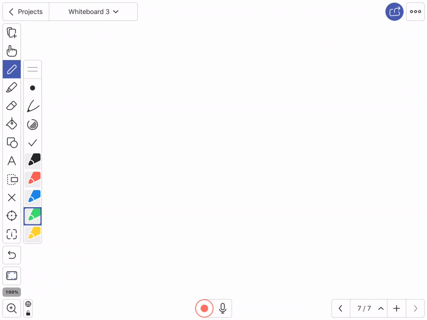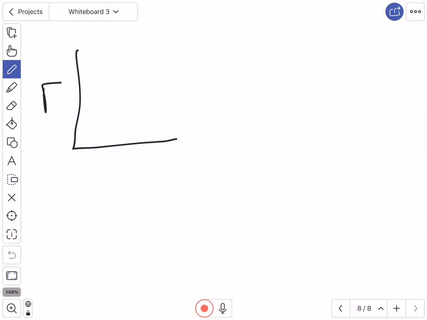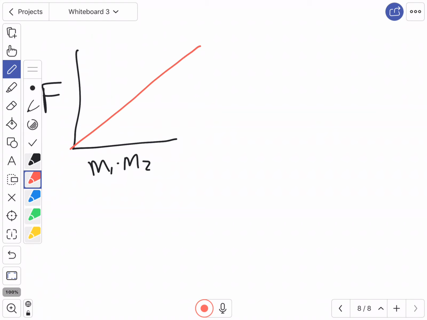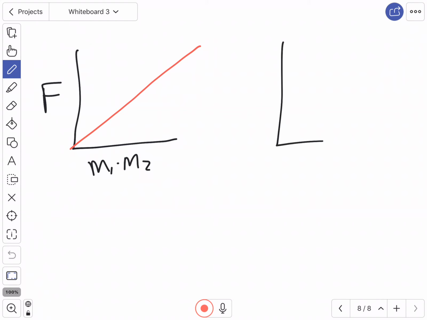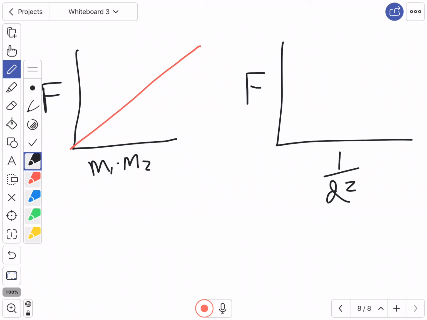So let's put all this together, all right? It's kind of confusing, but I think we can get it. We made 2 graphs. One was force and mass 1 times mass 2, and we got a graph that looked like this, okay? And then we got a second graph of force and 1 over d squared. And we also got a graph that is linear, right? So I'm going to color coordinate red and blue.